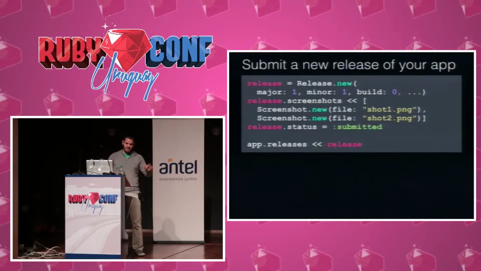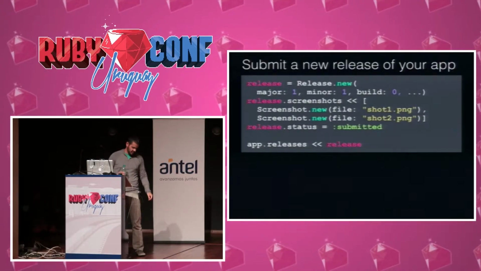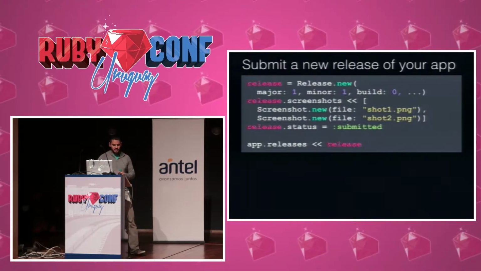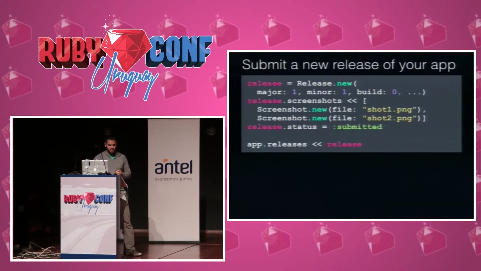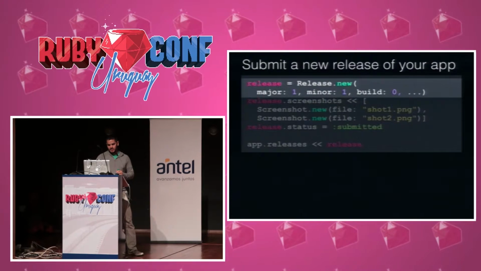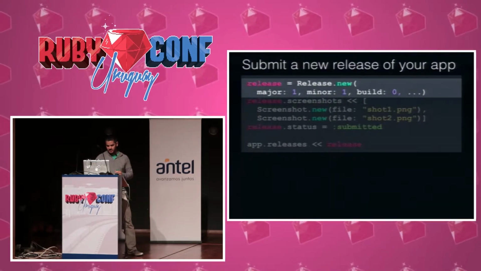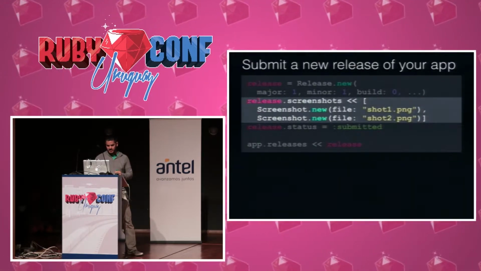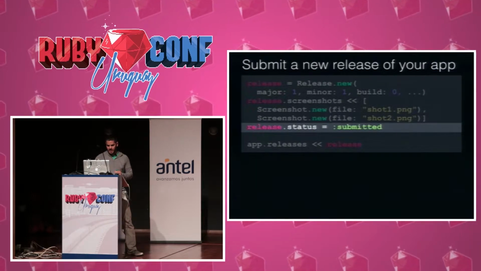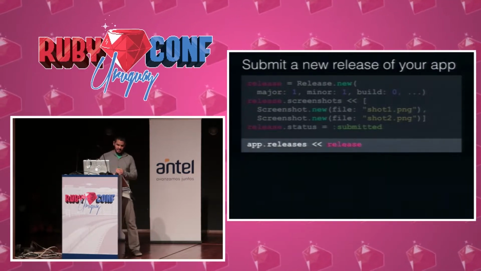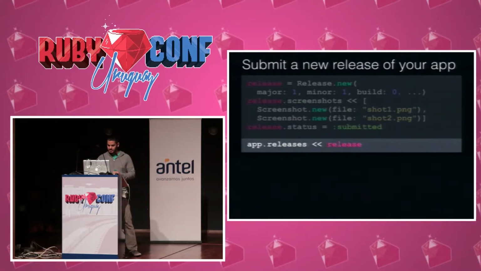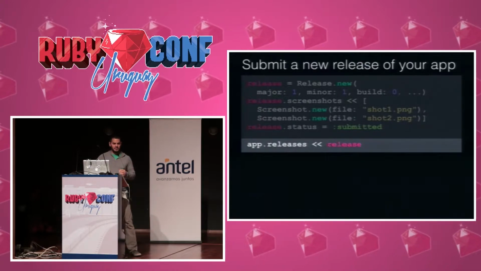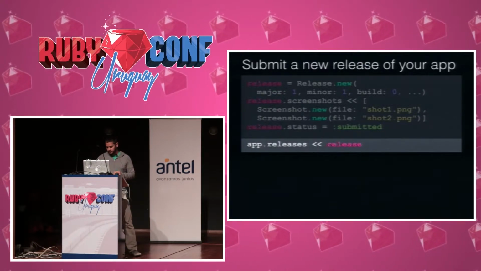All right, so we got past some of the core domain-driven design concepts. Let's go into some code and take a look at it. So say we want to submit a release of our application. We'll walk through this real quick. We're going to create a new release. It's going to have a major, minor, and build, version numbers. We're going to add a couple screenshots, and we're going to set the status to submitted. And then we're going to add that release to our app's releases. This is very typical Rails code that we're all familiar with seeing, but sometimes it's kind of just scattered all about. So how can we do this a better way?